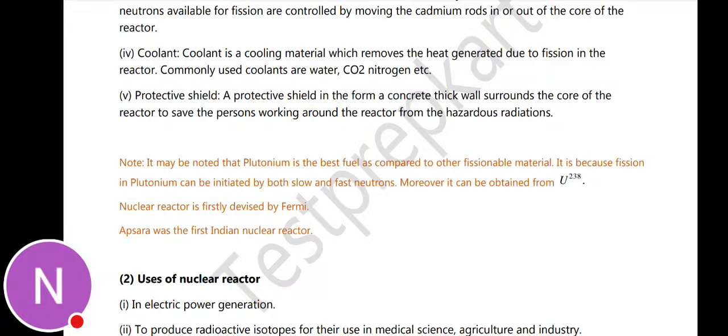Protective shield. A protective shield in the form of a thick concrete wall surrounds the core of the reactor so that it can save the people working around the reactor from the hazards that are caused sometimes if a reaction goes wrong.